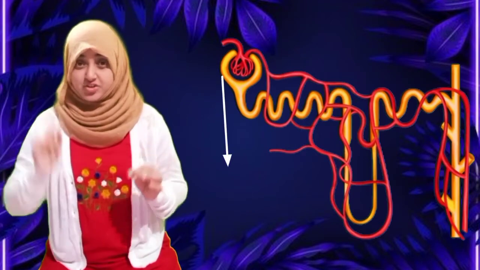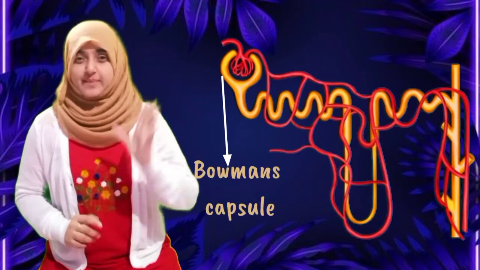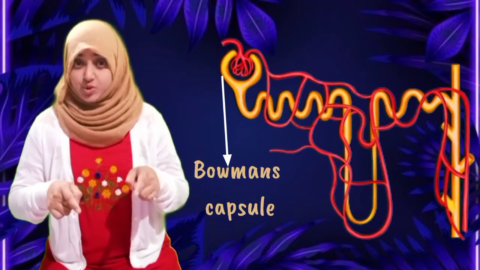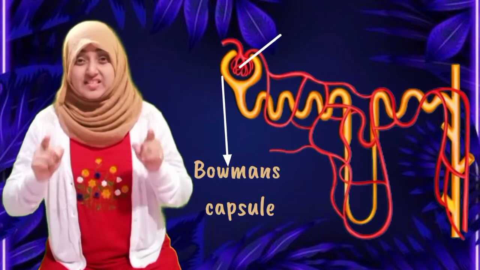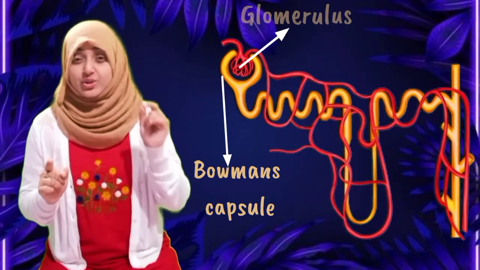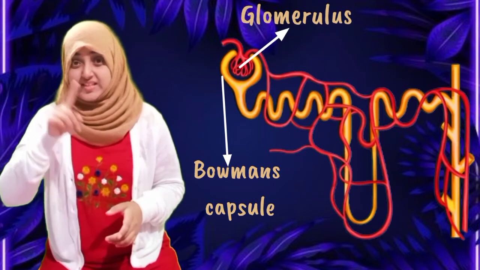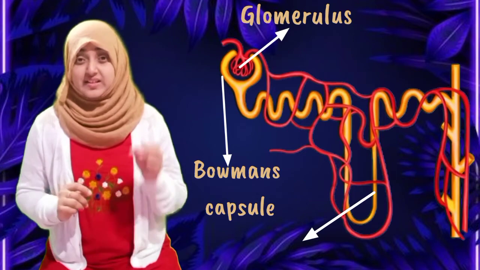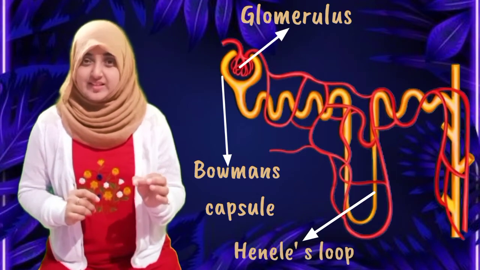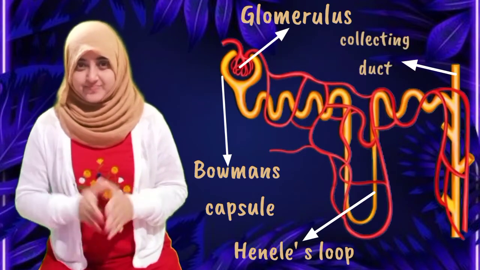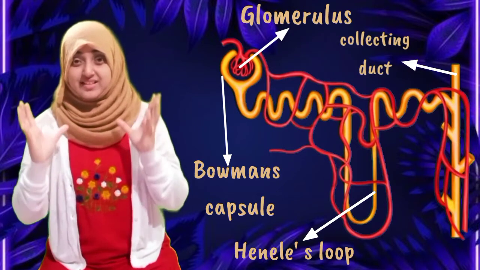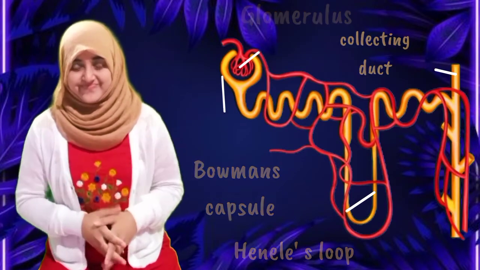So a nephron consists of a cup-shaped structure called Bowman's capsule. And within this Bowman's capsule, there is a cluster of capillaries called glomerulus. You can see a loop which is called Henle's loop. And there is a collecting duct. So this is how a single nephron looks like.